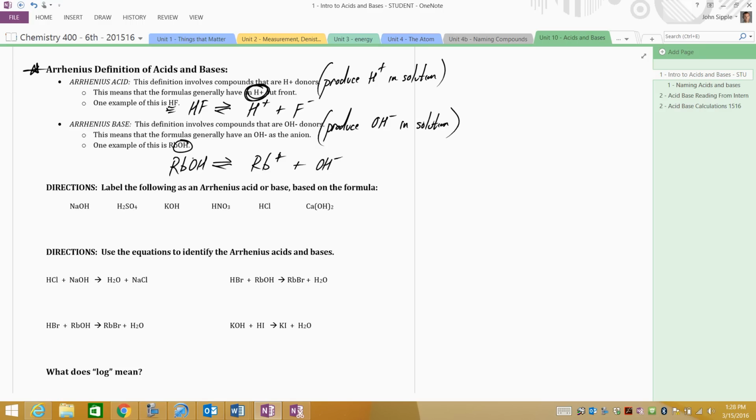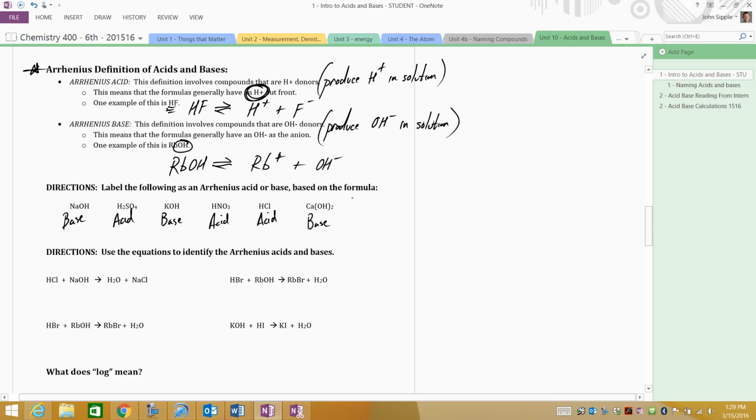So NaOH. What is that? It's a base. H2SO4. It's an acid, sulfuric acid. KOH. Base, it's got OH in it. HNO3. Acid. Yep. Okay.